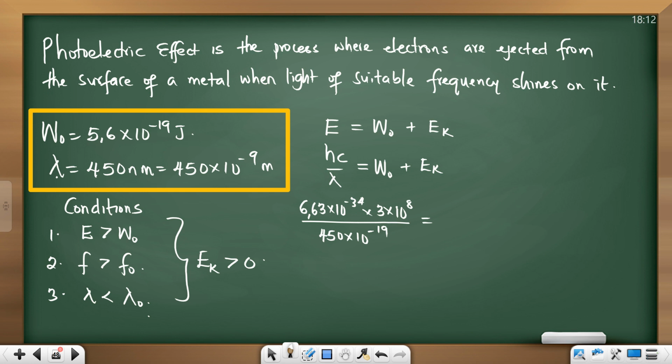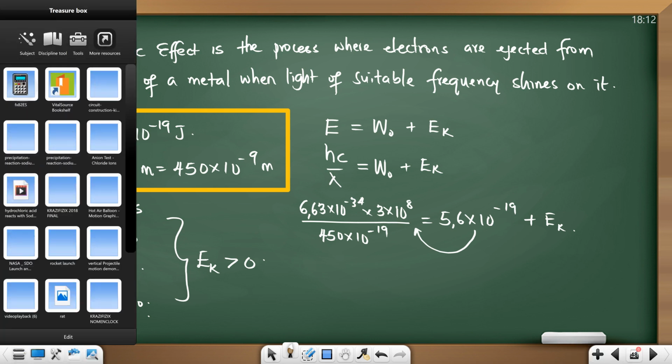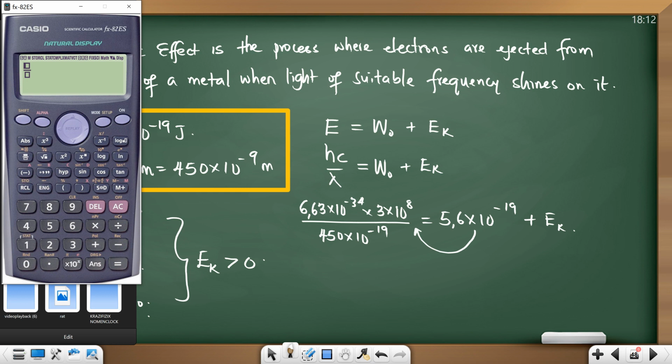Equals to, what's our work function? 5,6 times 10 to the power negative 19 plus what? EK. What happens? You're going to move that there. And once you move that there, what would that be? A negative. Throw everything in your calculator at once.